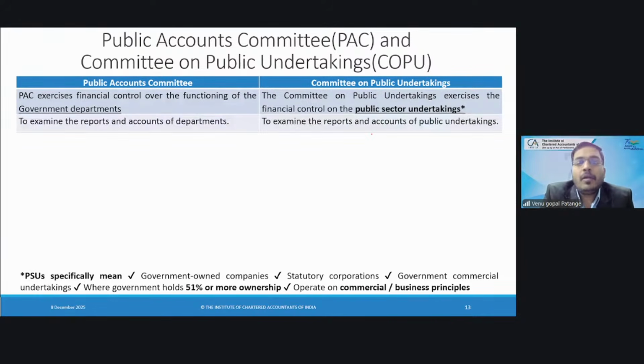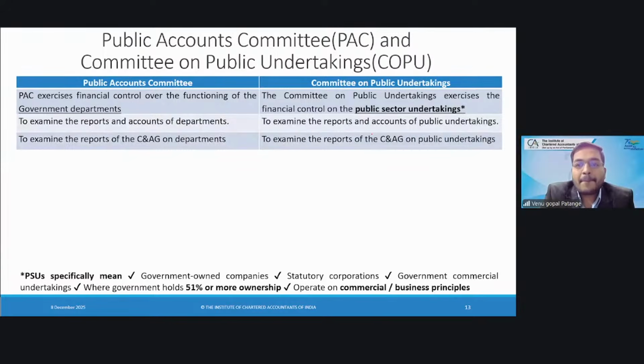Next, both examine the reports and accounts. So who will prepare the reports? The audit boards of IAAD under the supervision of the CAG will prepare reports, and these will be submitted to PAC and COPU. In the case of departments, it is PAC. In the case of public undertakings, they will submit to COPU. Even the C&AG reports will be examined by PAC and COPU.